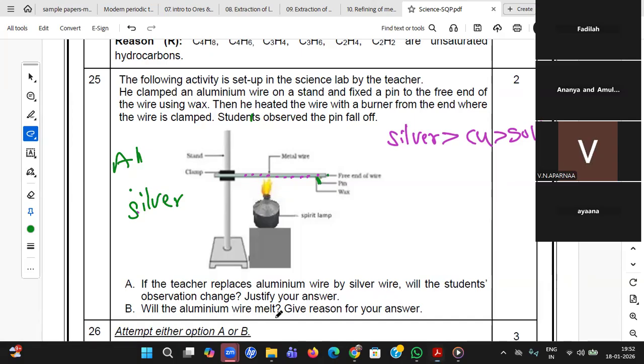Yeah, the next question. Will the aluminum wire melt? Yes, Shrugal. Will the aluminum wire melt? Give reason for your answer. Yes, sir, it will not. It won't melt. Why? Because aluminium has a high melting point. Okay, so you can give that. The melting point of aluminum is high. We have seen the aluminum melting point when we added cryolite. So its melting point is very high, so it will not melt. Right answer. Good.